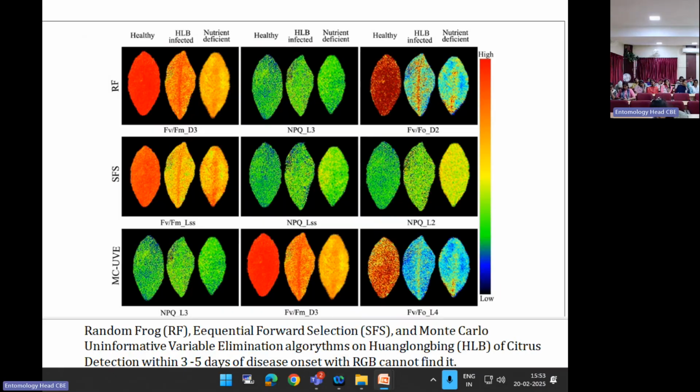First, I'll go back. There are actually algorithms that are introduced in the image analysis here. There are random frog, sequential forward selection, and Monte Carlo algorithms, which I don't want to go into in detail, because that will go beyond the scope of the lecture. Although I'll tell you in a sentence what it is.